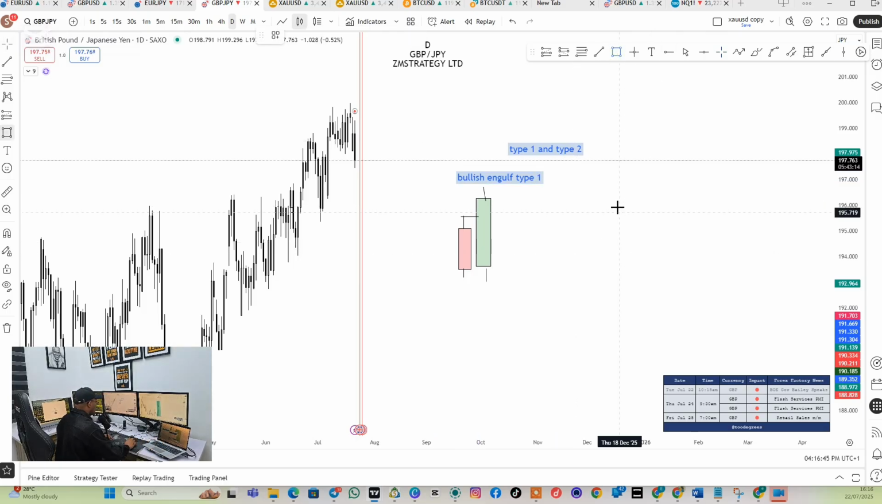So let's see one of a bearish engulfing candlestick. We have this one and we have this one.